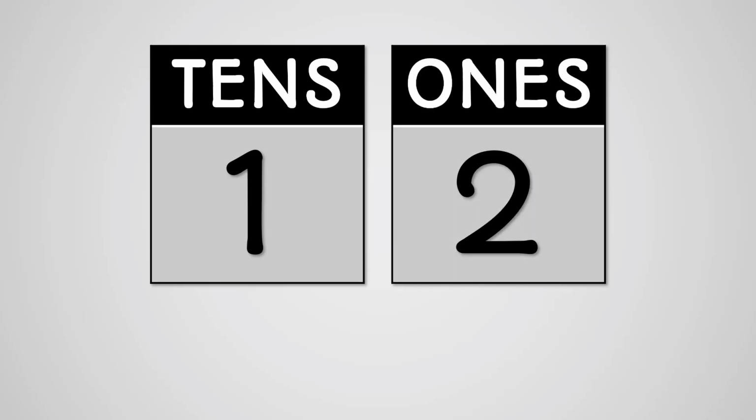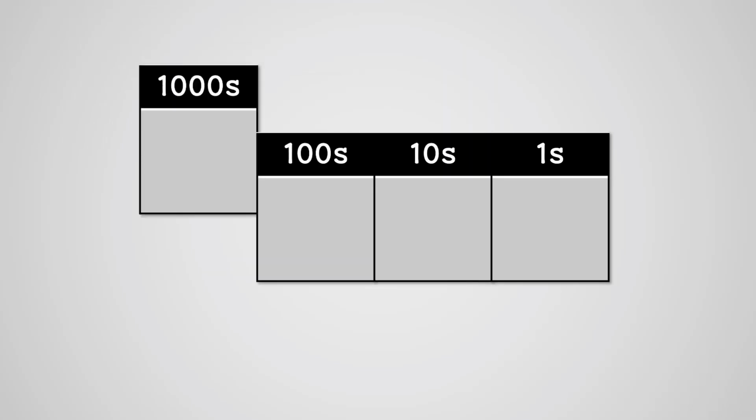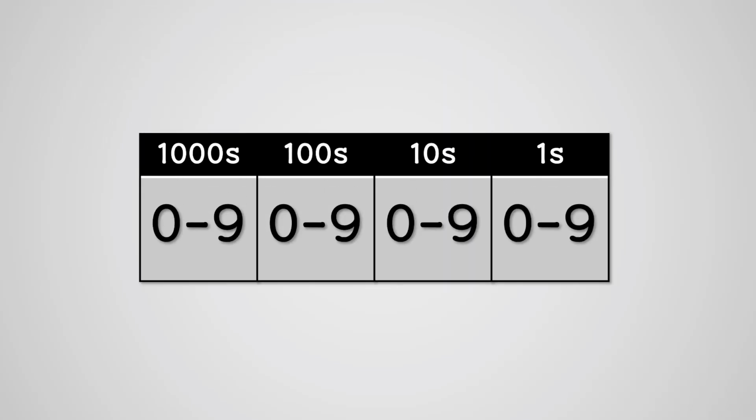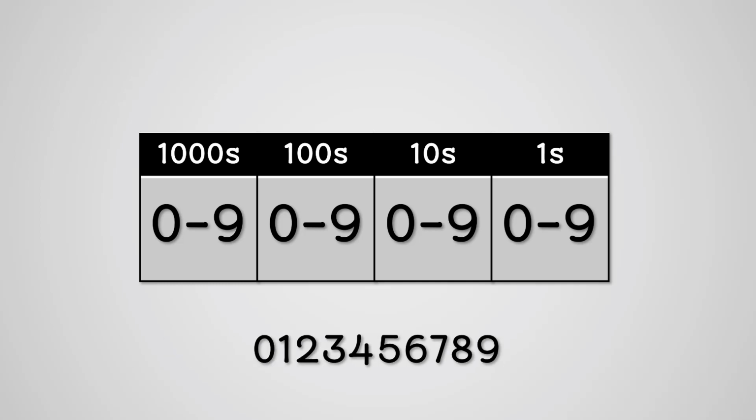Let's think about the number 12. It's actually two separate numbers, 1 and 2. However, they belong to different columns. The number 12 can be thought of as 1 ten and 2 ones. In the decimal system, each column goes up in multiples of 10 and can be given a value of 0 to 9, 10 possible values.